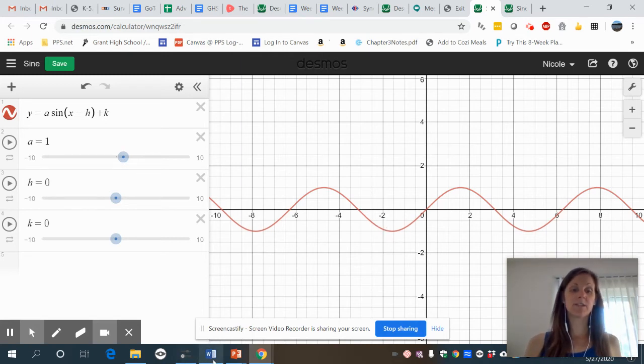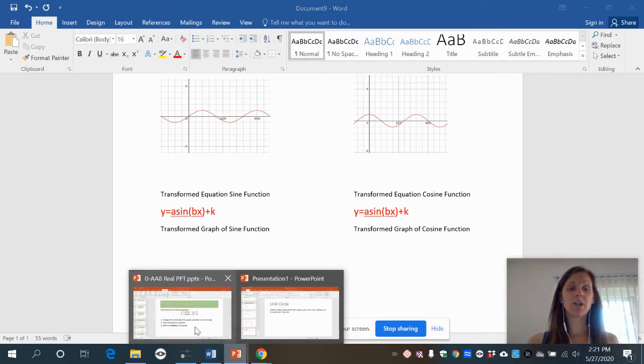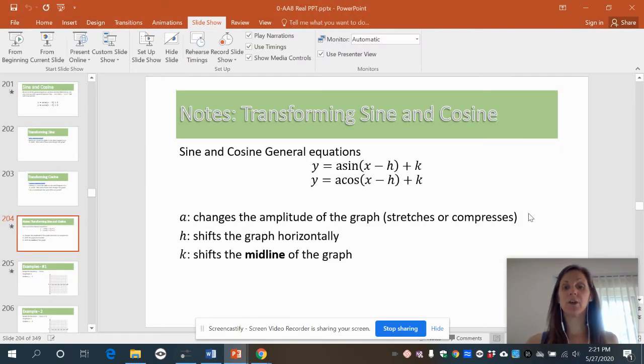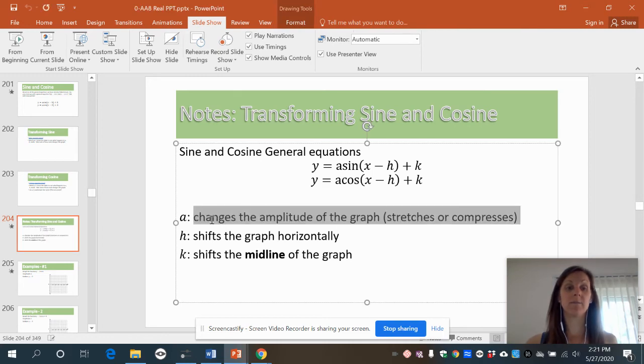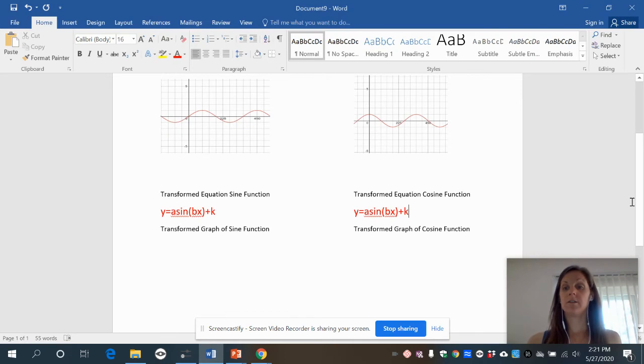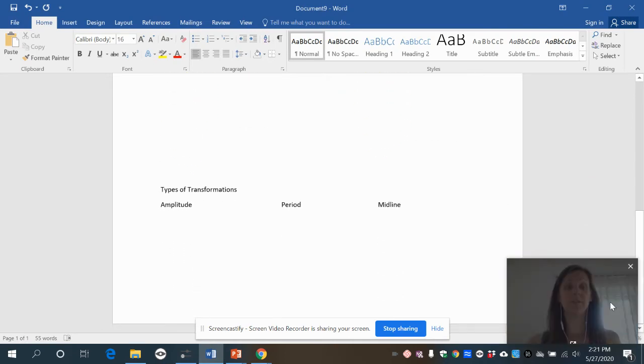So let's start putting in some of those values right there. I actually have this in my slideshow and it looks really good. A changes the amplitude. H shifts the graph horizontally. K shifts the midline. So I'm going to actually highlight this here. And I'm going to go back here and talk about what those words mean. So I've got amplitude. I'm going to just do this here. That's going to be a lot easier.